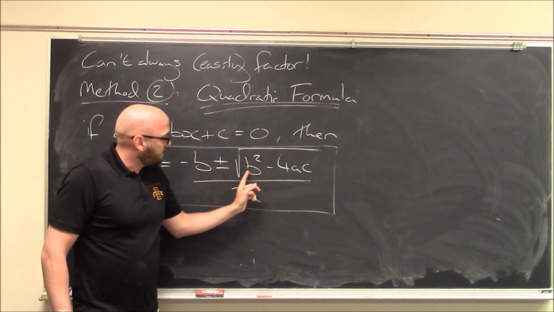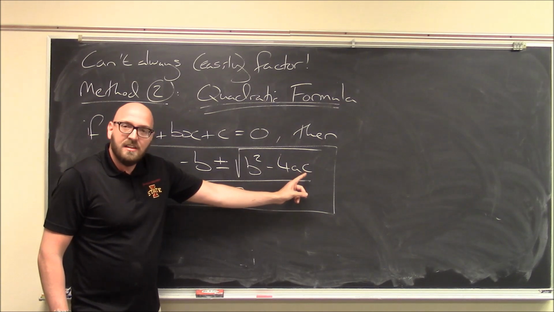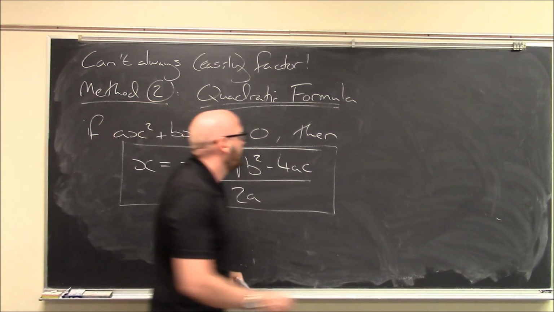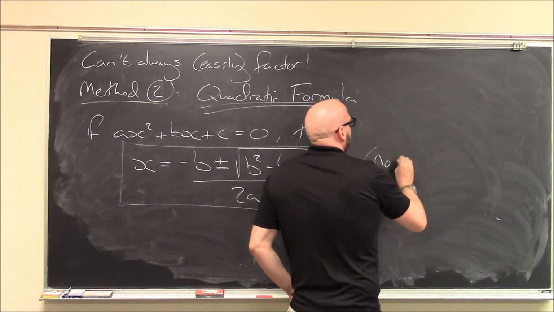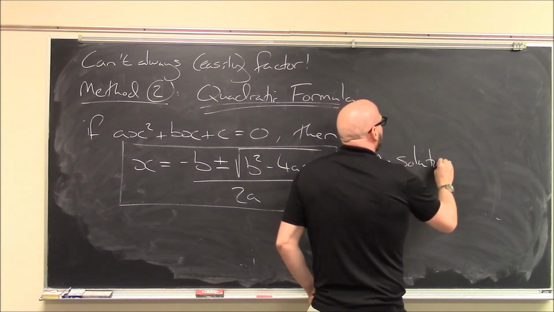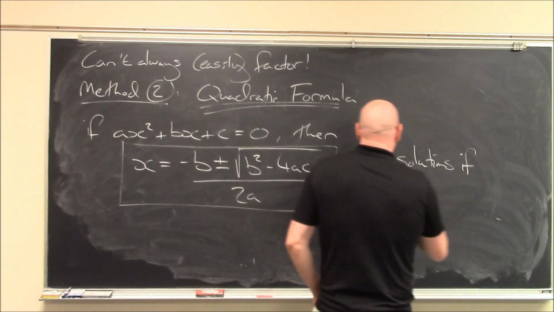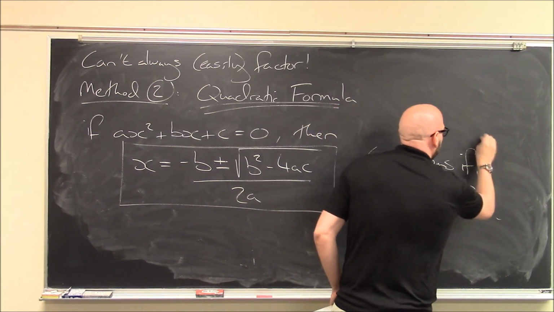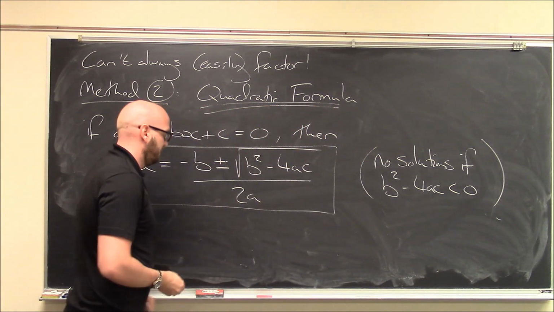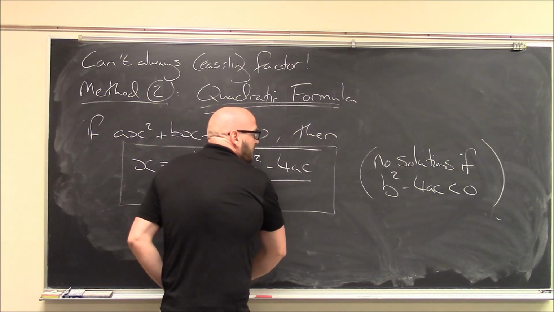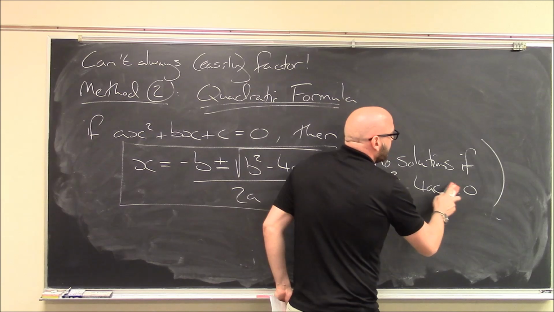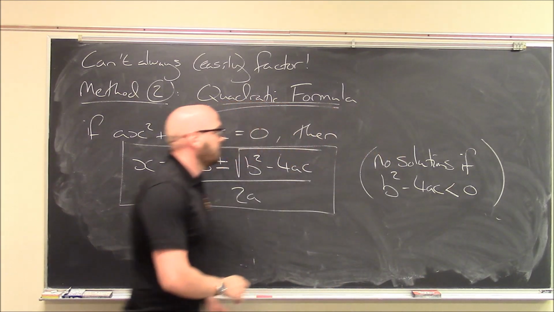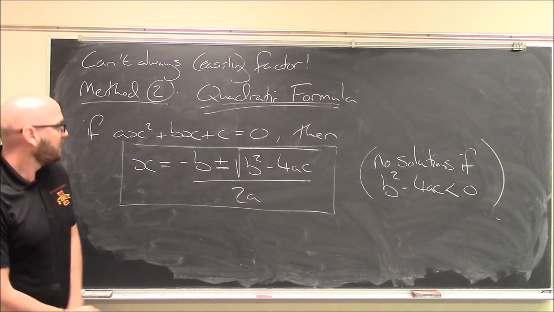If this expression here, b squared minus 4ac, if that's negative, right? Because you can't take the square root of a negative number. So let me just point this out. No solutions if b squared minus 4ac is less than 0. That less than sign looks a whole lot like a c, so it's less than 0. So we'll do an example.